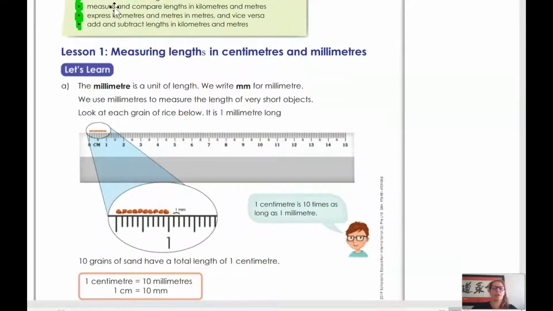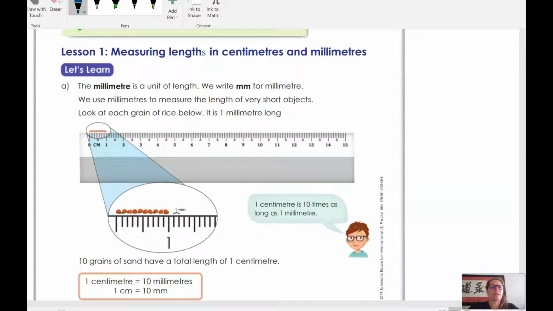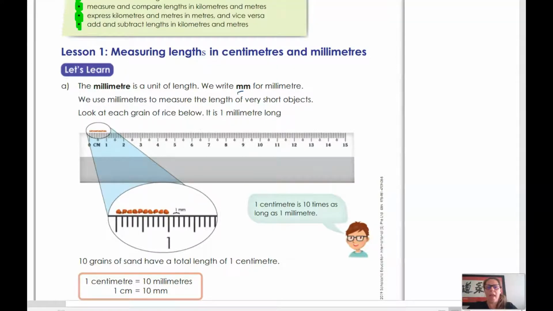So let's learn the first part of this. It says the millimetre is a unit of length. We write mm for millimetre. We use millimetres to measure the length of very short objects. Look at each grain of rice below. It is 1 millimetre long.